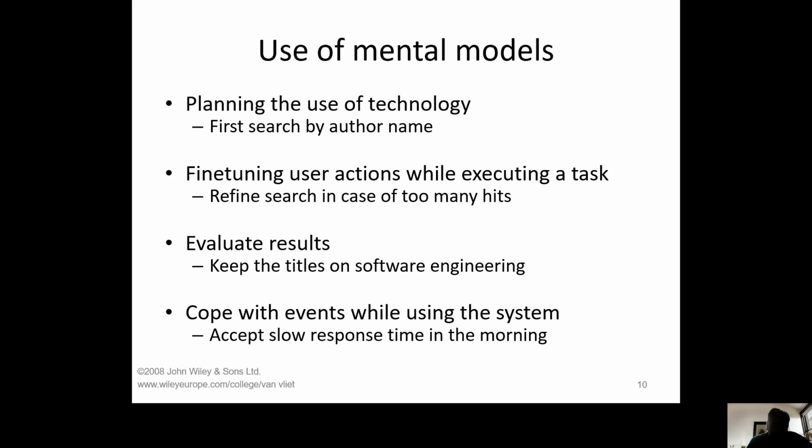User action while executing the task: refine search in case of too many hits. Evaluate the results, because the mind is very linear. Have you noticed if you search for something and it gives you a ton of stuff at the same time, you get confused? But if you give a piece at a time, say, first search by the author. Let me use a different example.